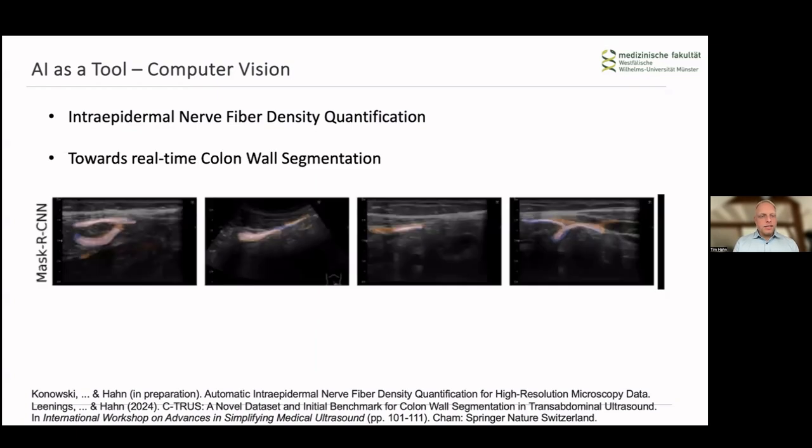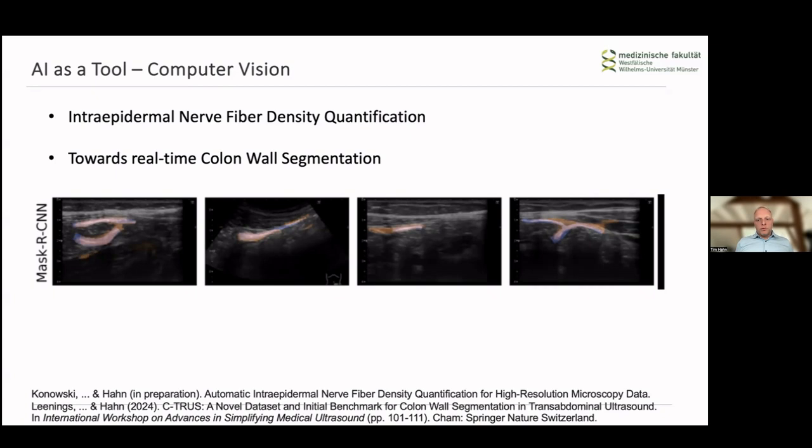The second example is more of an educational example. Those of you who work in the medical field have probably at some point looked at the colon in a sonography image. And to me, this always looks like dust in a snowstorm. It's extremely hard to differentiate things in the gut, at least to me as a non-expert.